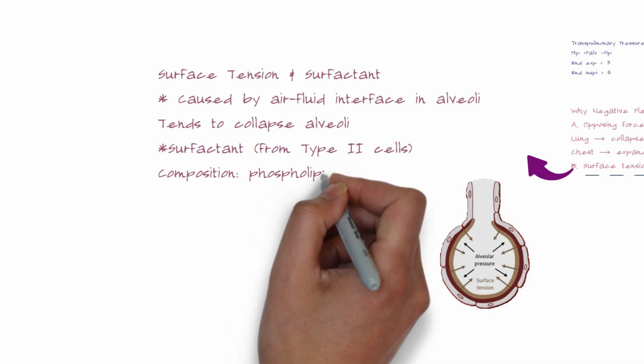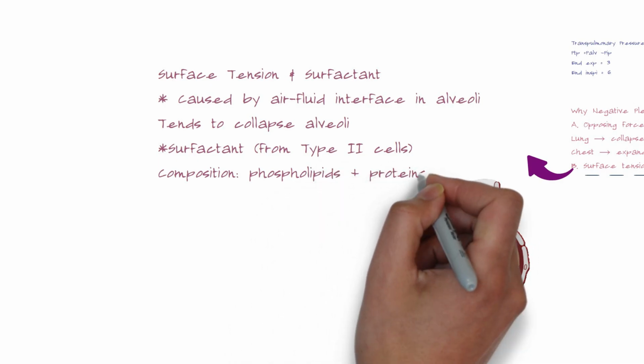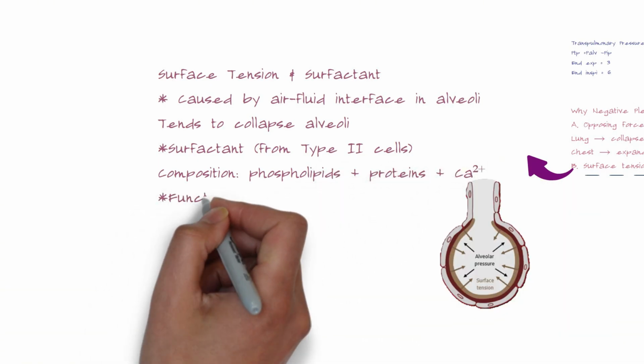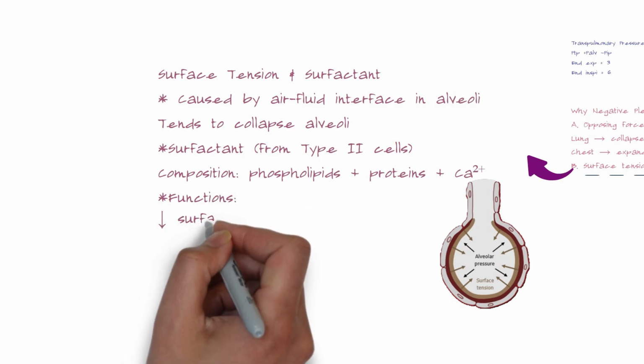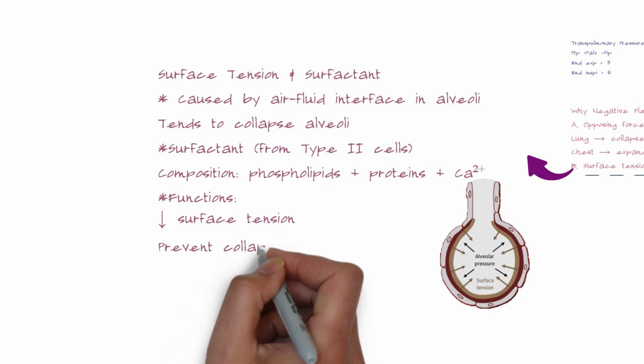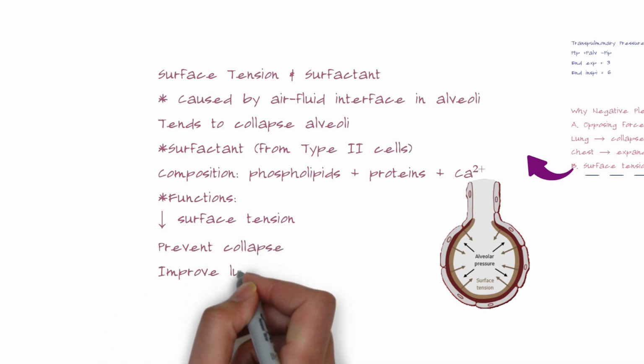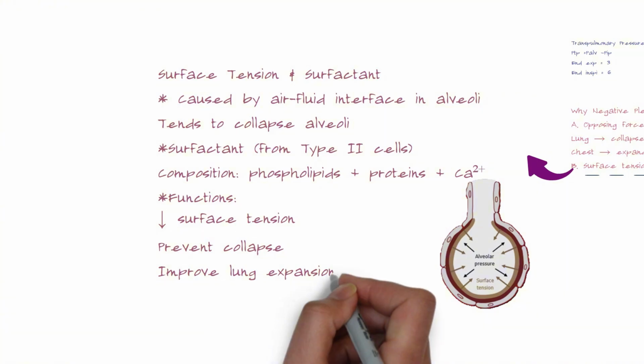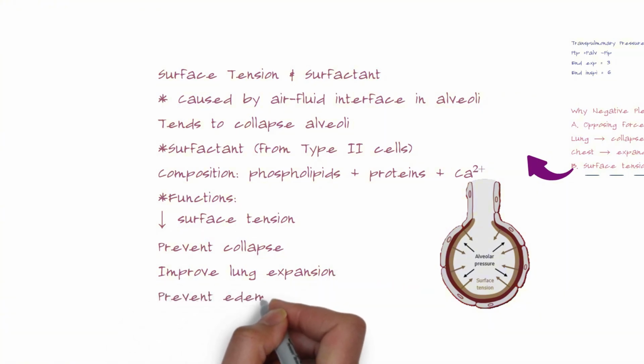This decreases surface tension, and since the surface tension is decreased, the alveoli tend to expand easily, which prevents the alveoli from collapsing. Also, it prevents fluid accumulation in the alveoli and protects from edema.